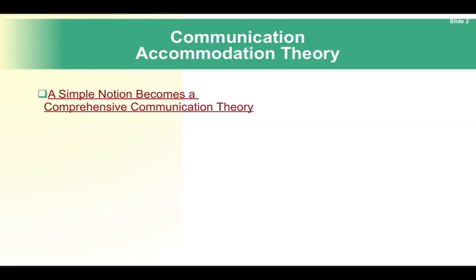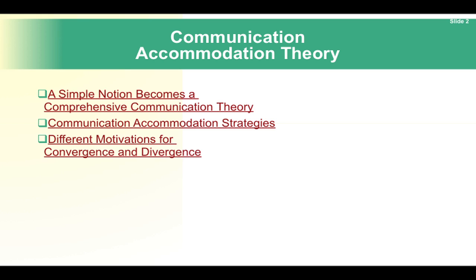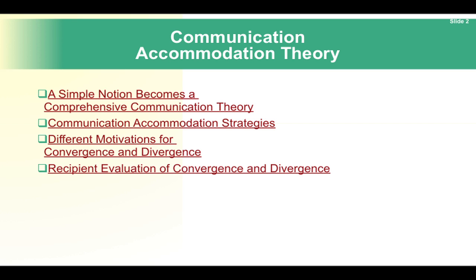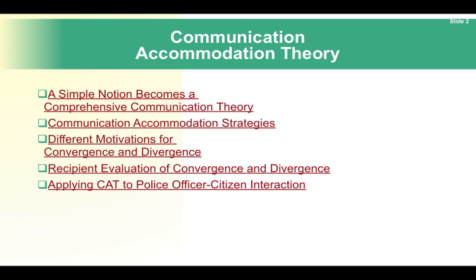So to review our discussion of communication accommodation theory, we discussed a simple notion becomes a comprehensive communication theory, communication accommodation strategies, different motivations for convergence and divergence, recipient evaluation of convergence and divergence, applying CAT to police officer-citizen interactions, and we ended with critique, enormous scope at the cost of clarity.